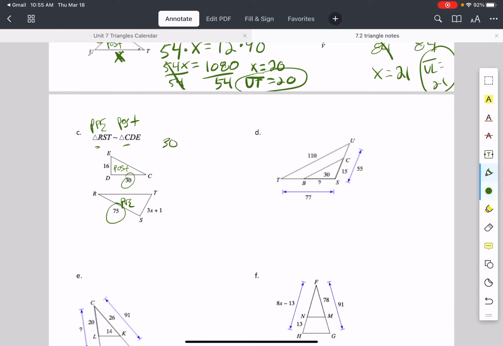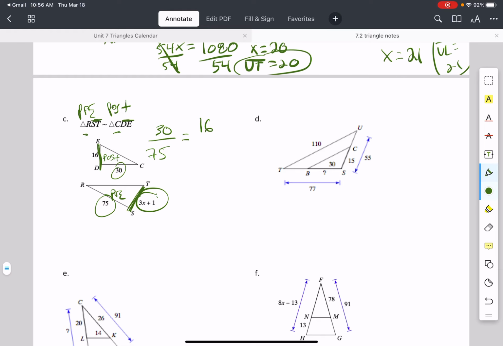So 30/75 equals, I'm looking for the side with the X in it. So that's ST, right? So ST, which is my second two letters, is going to match up with my second two letters over here. So that's DE. So 16/3x plus 1. Now, some of you guys, as I was walking around, I told you that this was the right one.